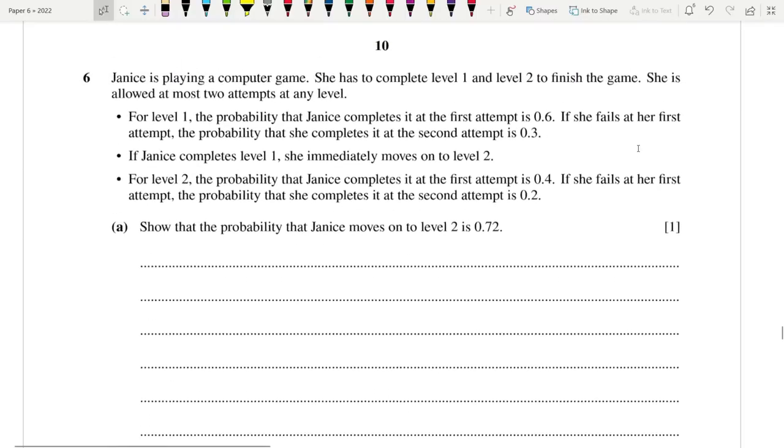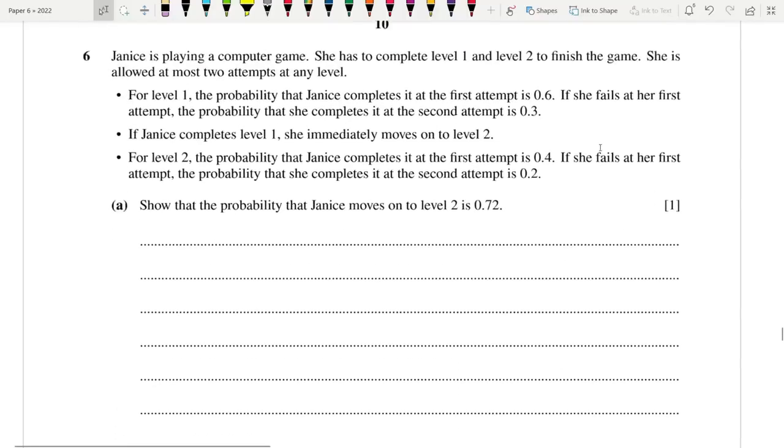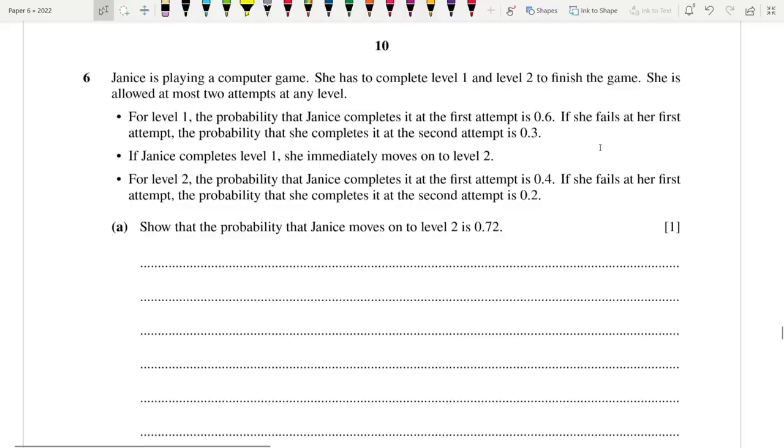If Janice completes level 1, she immediately moves on to level 2. For level 2, the probability that Janice completes it at the first attempt is 0.4. If she fails at her first attempt, the probability that she completes it at the second attempt is 0.2. Show that the probability that Janice moves on to level 2 is 0.72.